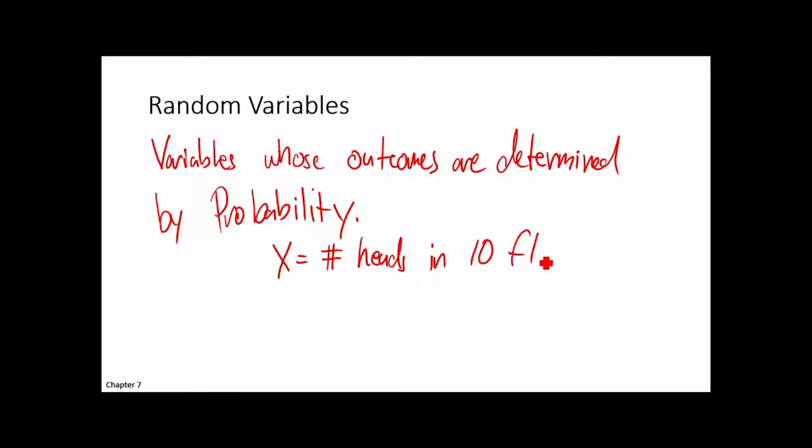flips, right? So the number of heads you could see in 10 flips, you could see none or 1 or 2 or 7 or 10. And those outcomes are all determined by chance. Some of those outcomes are more likely than others, okay?